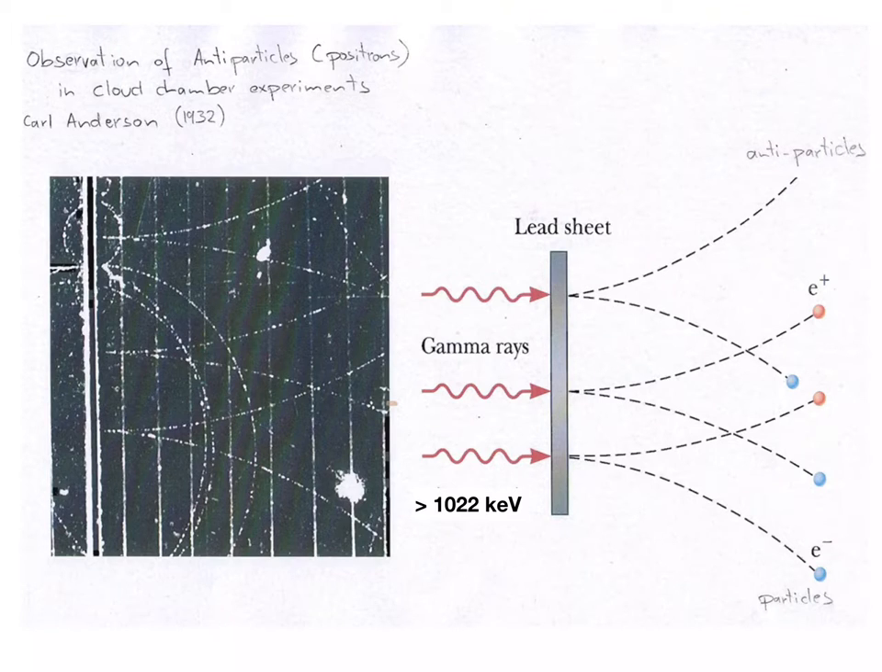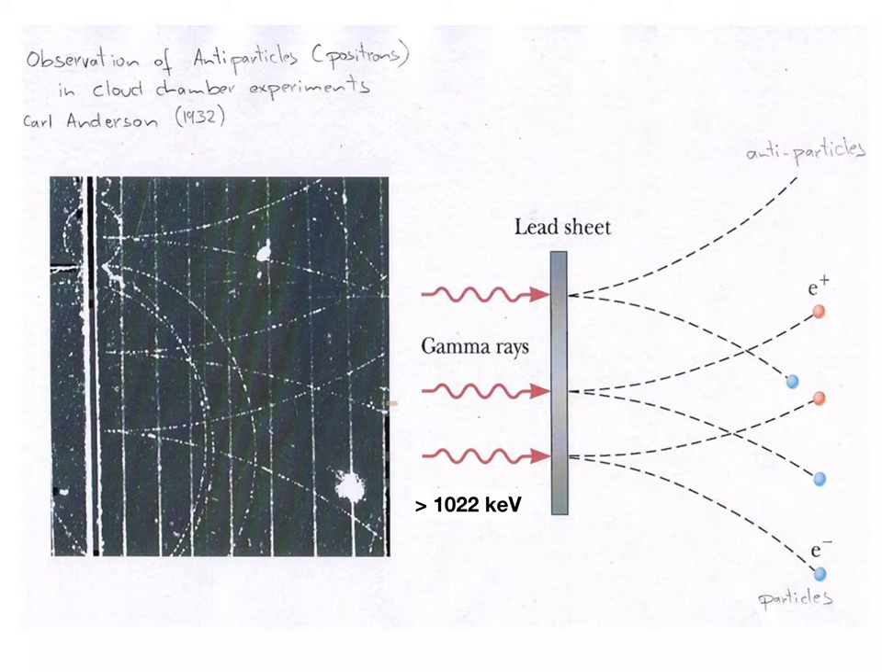Anderson bombarded the lead with gamma rays with energies in excess of 1022 keV, and he observed on the other side that there are two types of tracks: tracks bending downward and tracks bending upward. The tracks bending downward he could easily identify as those of electrons. The curvature of the tracks was caused by a magnetic field penetrating through the cloud chamber. In order for electrons to be bent downward on a circular path, the magnetic field has to point into the plane. Interestingly, tracks with the same curvature, however bending upward, were also observed.